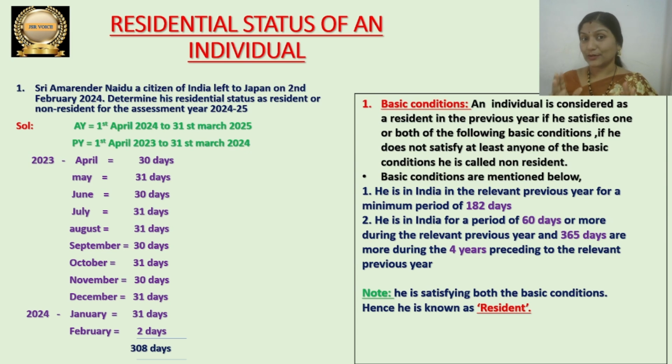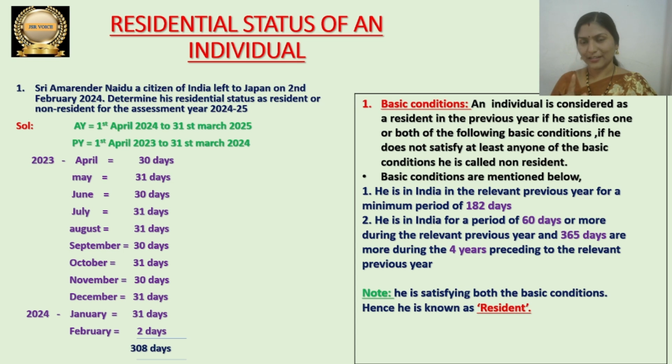So he must be in India during the previous year period. For how many days? 182 days. He has to stay in India compulsorily during the previous year period for 182 days. That is the first condition. Now apply it to our problem. How many days did he stay? Amarendra Naidu stayed during the previous year period 308 days. So he is satisfying the first condition.